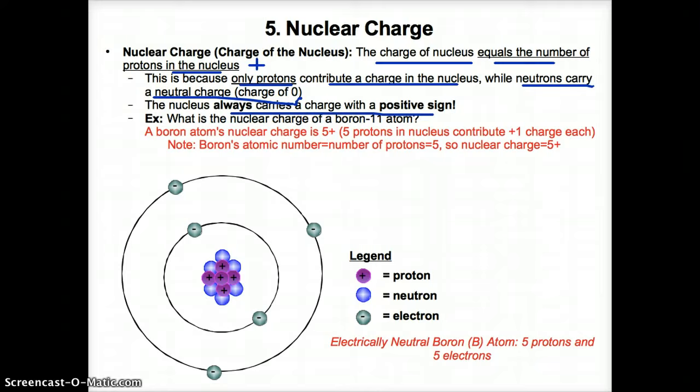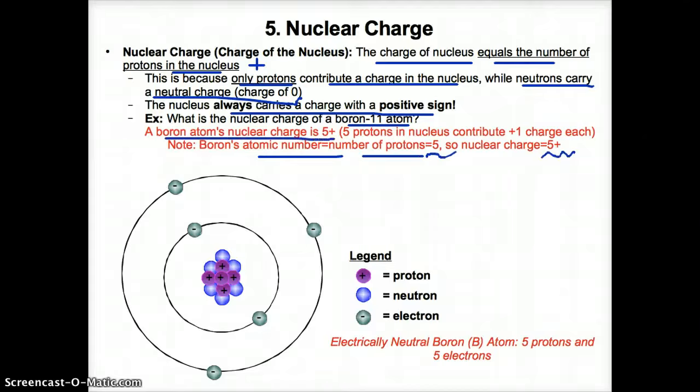Let's see how this works with an example. The question here asks us to find the nuclear charge of a boron 11 atom. We know the nuclear charge of boron 11 equals the number of protons in boron 11's nucleus, based on what we just learned, right? We also know from before that boron's number of protons equals its atomic number. Putting that together, boron's atomic number will give us the number of protons and the number to put in front of the plus sign for boron 11's nuclear charge. Boron's atomic number is 5, so that tells you that you have 5 protons. That also tells you that you have a nuclear charge of 5 plus. So there's your answer. Boron atom's nuclear charge is 5 plus.